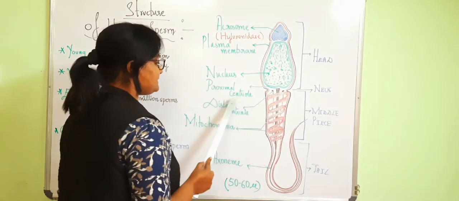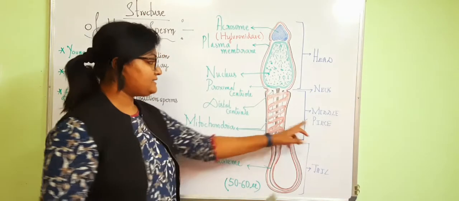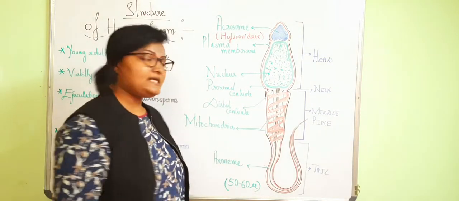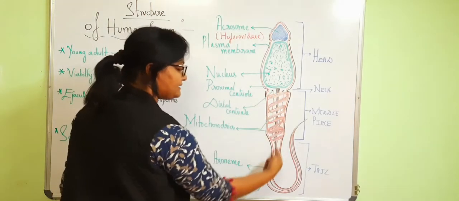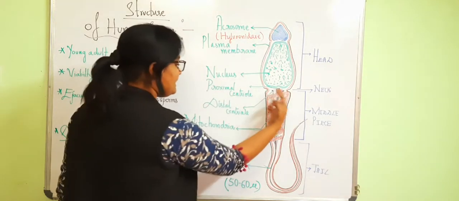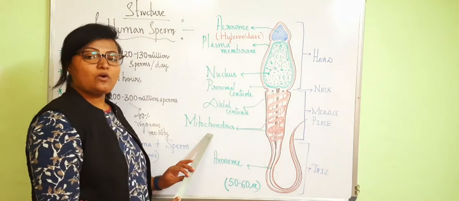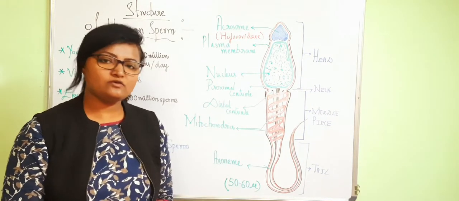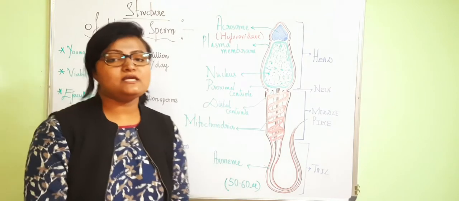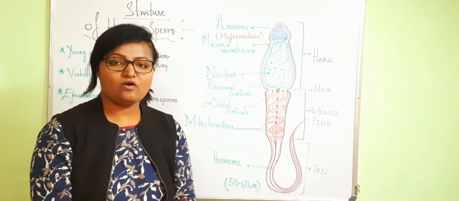So these centrioles are present in the neck region. Next to the neck region there is the middle piece. It is surrounded by a spirally coiled structure that surrounds the axial filament. This spirally coiled structure we call mitochondria. Why mitochondria? What is the function of mitochondria? Mitochondria is called the powerhouse of the cell, which supplies energy in the form of what?